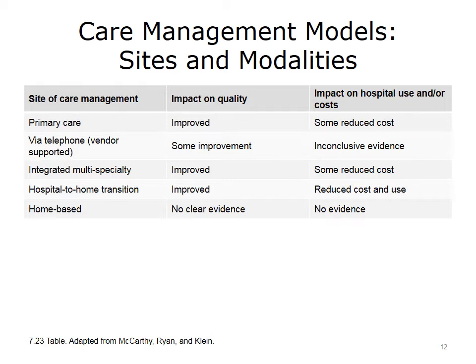When we have primary care integrated with multi-specialty care and care management is included as part of that model, so for example, having health educators in clinics, we find that we have improved quality of care and some reduced costs and hospitalization. When we have models that include hospital-to-home transition, so for patients who are hospitalized and then transition to home, we have care managers deployed in those types of interventions and programs. We often find improved quality and reduced cost and utilization.